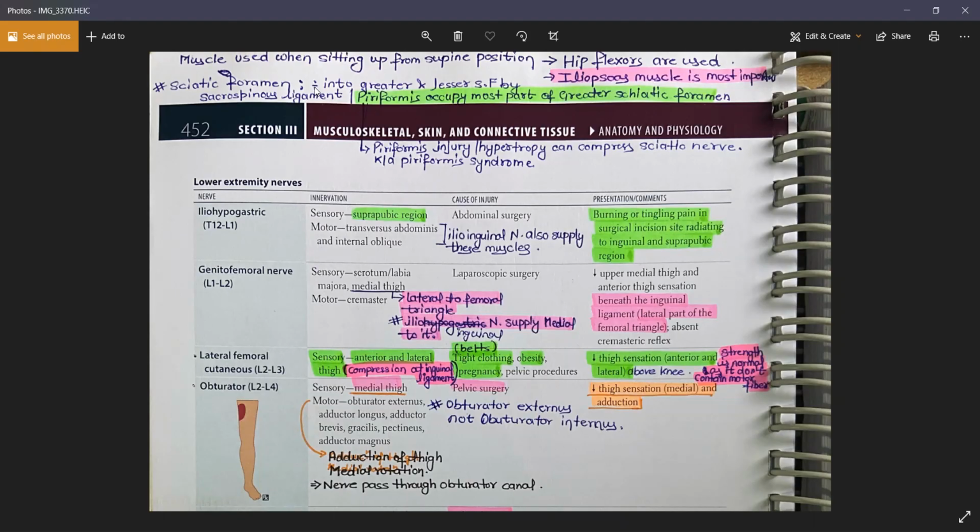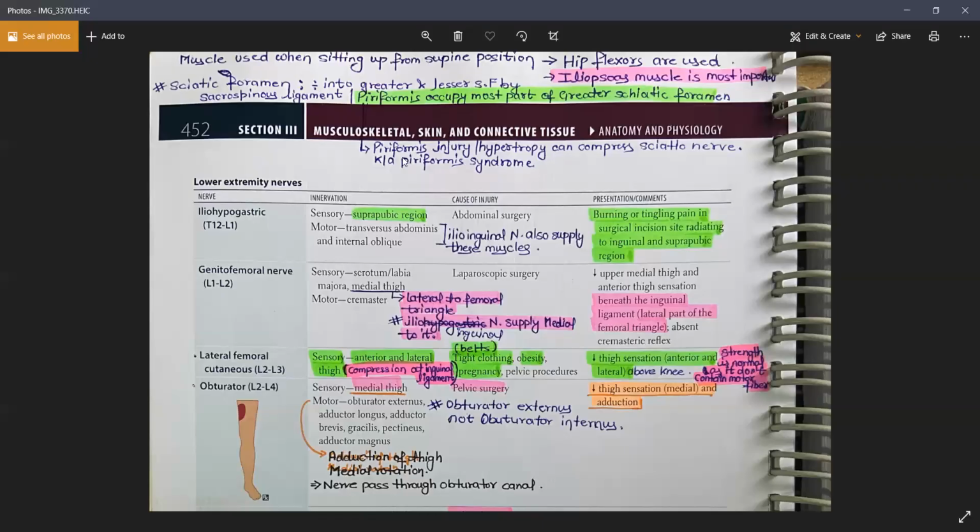So in a scenario where you have inflammation of the piriformis muscle, or any kind of edema of this muscle, because the sciatic nerve passes in very close association with this muscle, the nerve can get compressed. As a result, the patient can have a loss of functions of the sciatic nerve. This is known as piriformis syndrome.